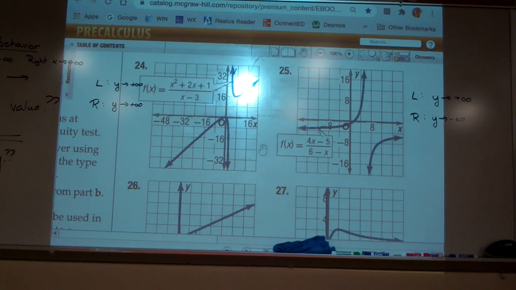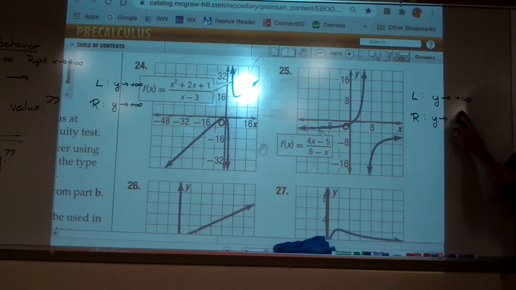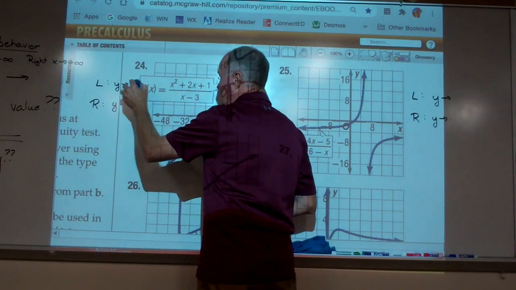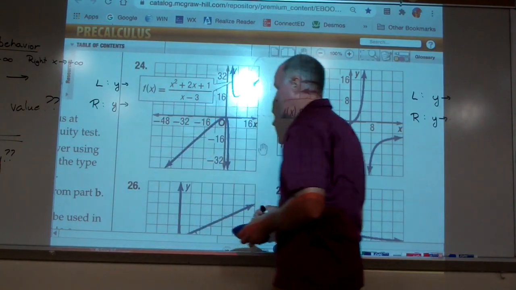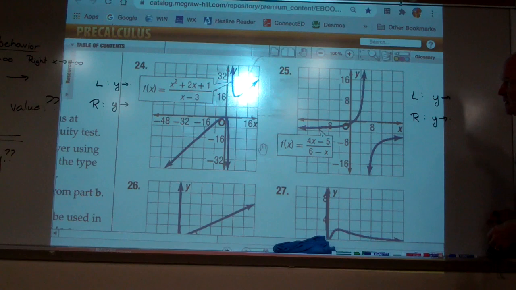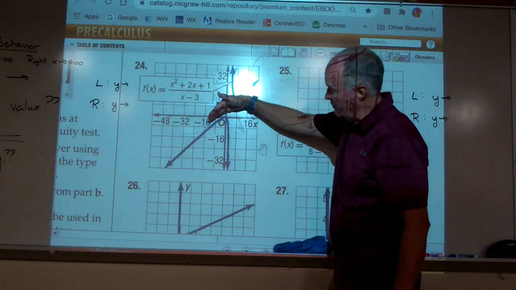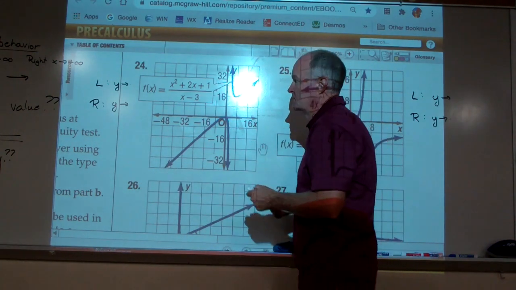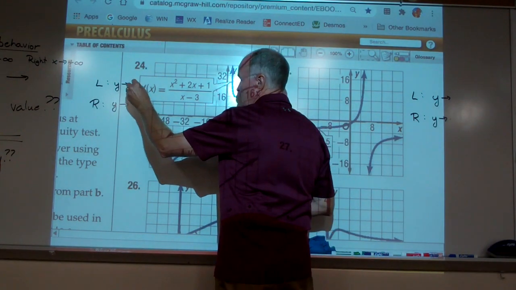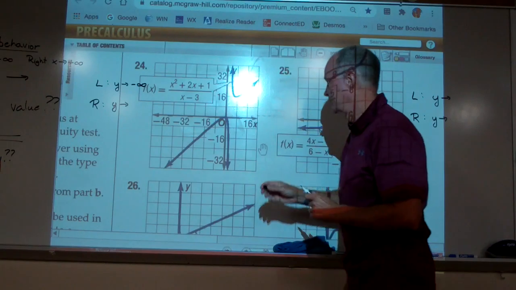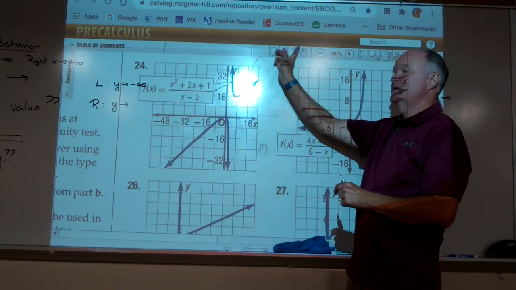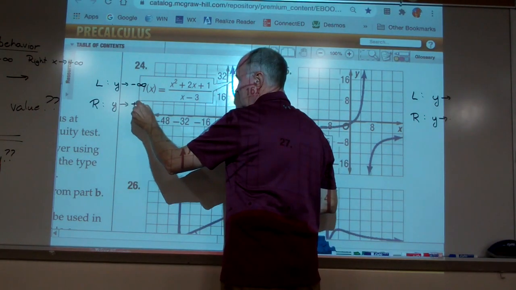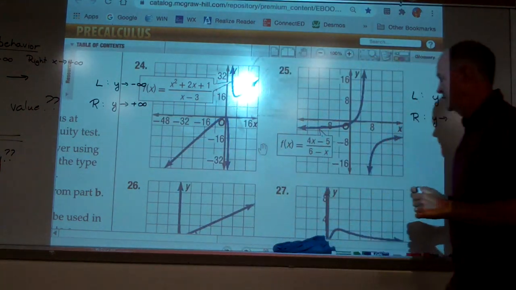Then 24 and 25. Life gets a little more challenging, mainly because there's asymptotes that they don't really put in here. But for this one, if I go all the way to the left, going all the way down, so that's going to be negative infinity. Here, if I go all the way to the right, that's going up, so that's going to be positive infinity.